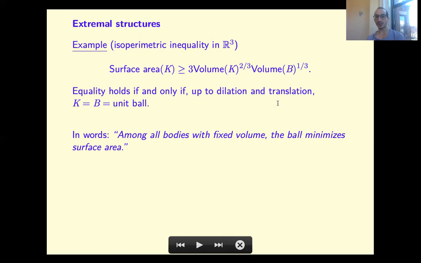So the fact that equality holds in the isoperimetric inequality if and only if K is a unit ball means, again up to dilation and translation, that among all bodies of fixed volume, the ball minimizes surface area, which is a very fundamental result in geometry and also has, of course, implications to physics, etc.